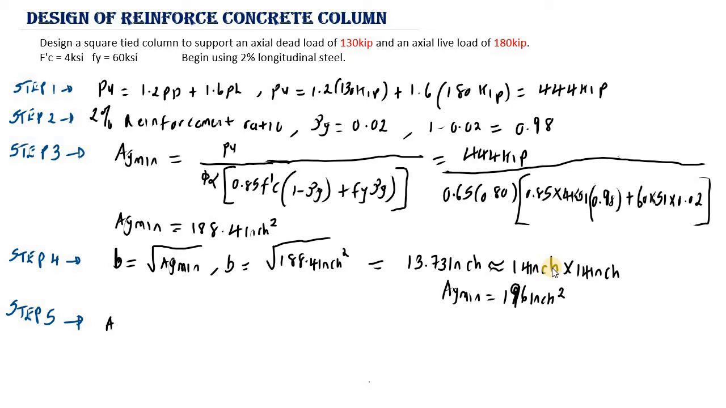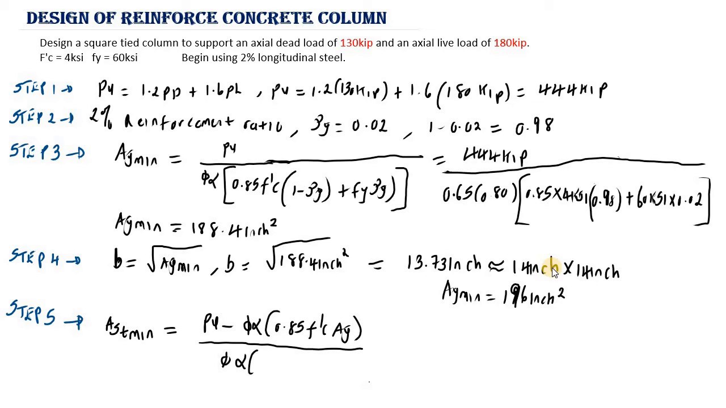So AST minimum is equal to Pu minus phi multiplied by alpha, multiplied by 0.85, multiplied by fc prime, multiplied by Ag, divided by phi multiplied by alpha multiplied by Fy minus 0.85 multiplied by fc prime. So this is the formula for AST minimum. All you need to do is input your values.